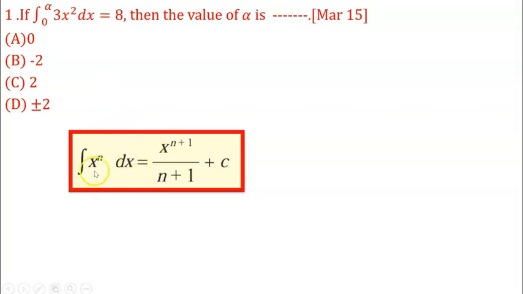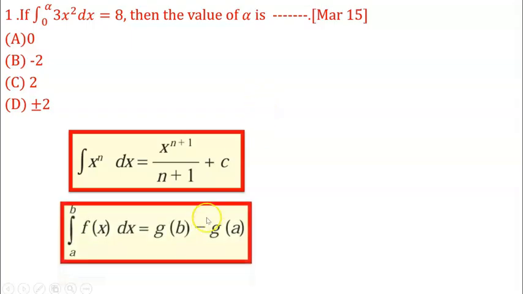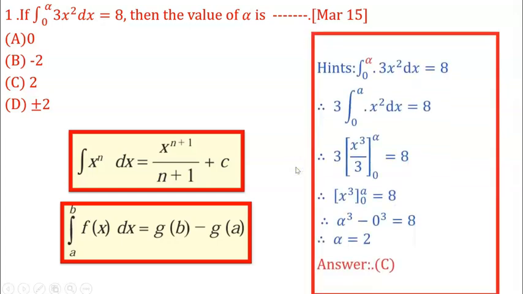Use here the formula, that is integral x raised to n dx is equal to x raised to n plus 1 upon n plus 1 plus c, and the fundamental theorem of integral calculus, that is integral a to b f of x dx is equal to g of b minus g of a, where the integral of f of x is g of x. See this here.